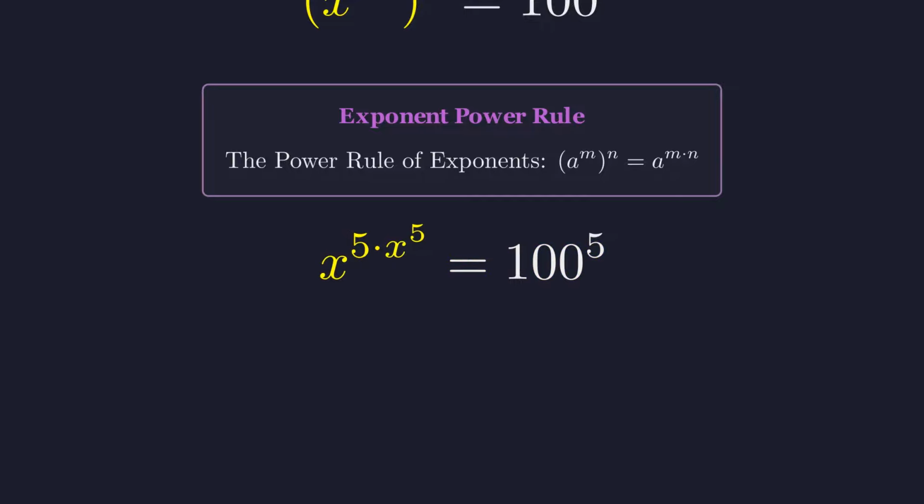Now we can use that same power rule, but in reverse, to change the structure of the left side. And this gets us to our goal. We now have an expression that looks like a to the power of a, where our a is x to the fifth.